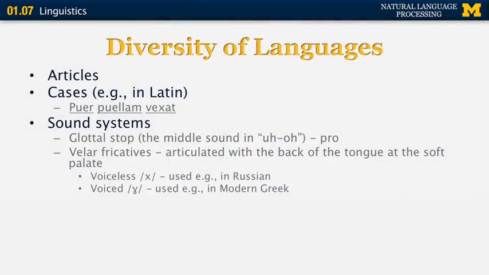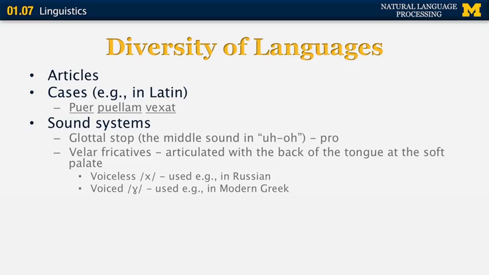Languages can also differ in their sound systems. For example, some languages have what is known as a glottal stop. So this is the middle sound in uh-oh, and it is something that appears in some of the languages and not in others. There are other sounds that don't exist in English. For example, the so-called velar fricatives. They are articulated with the back of the tongue and the soft palate.